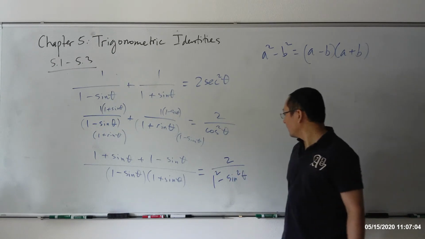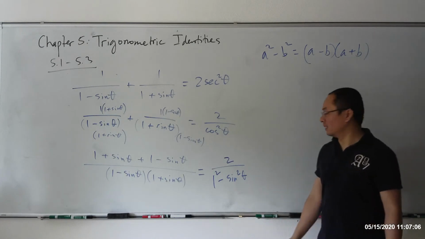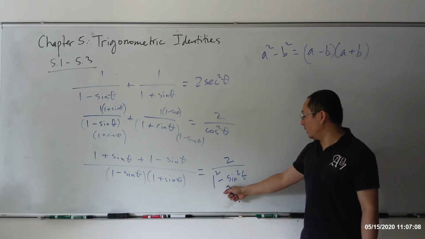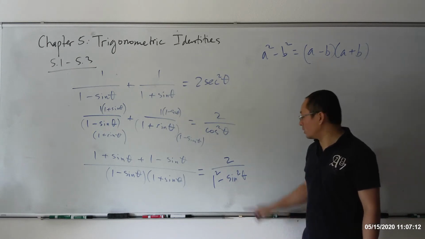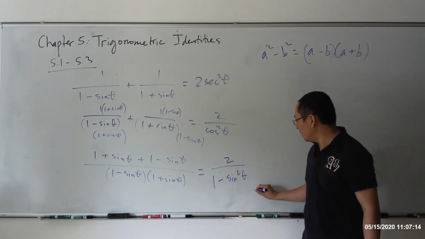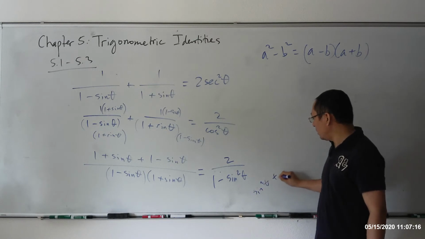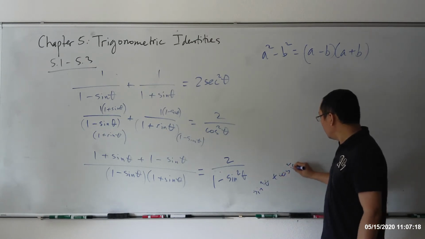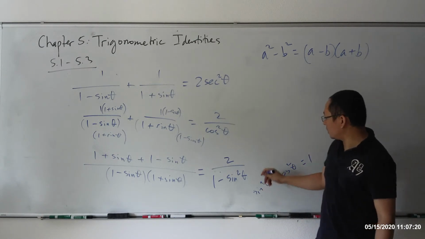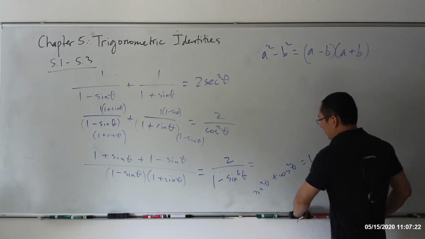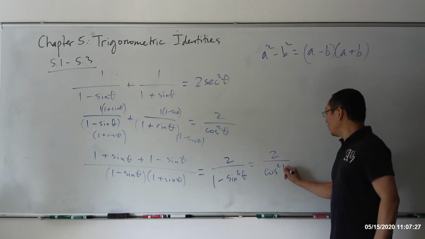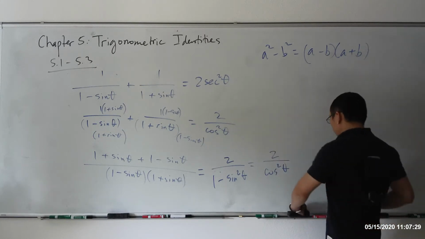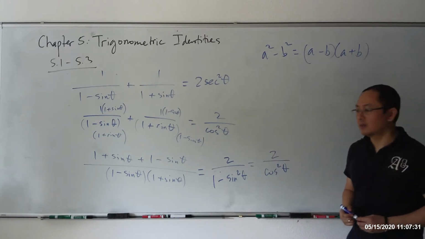Oh, theta. Give me the answer. Remember the Pythagorean identity? 1 minus sine squared is cosine squared, because now I'm using what? Sine squared theta plus cosine squared theta equal to 1. So 1 minus sine squared is cosine squared. So this is really 2 over cosine squared theta, which is 2 times secant squared theta.